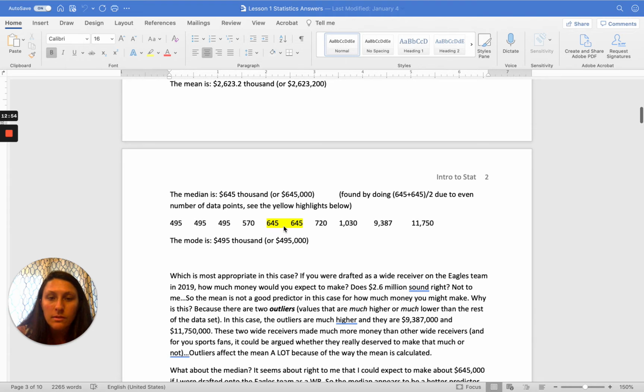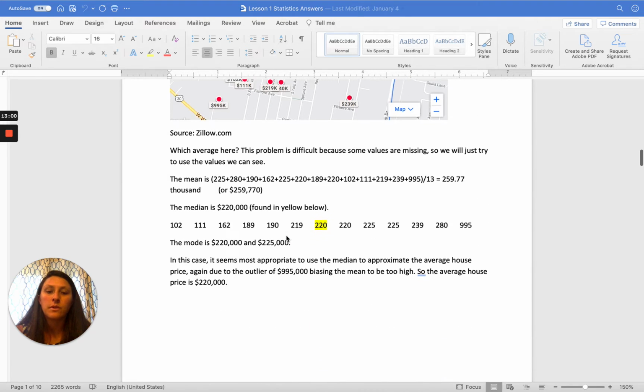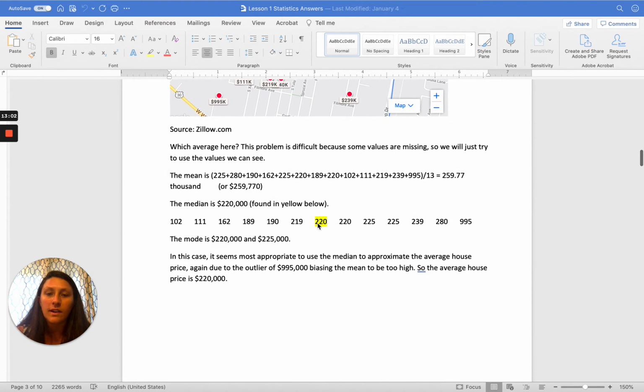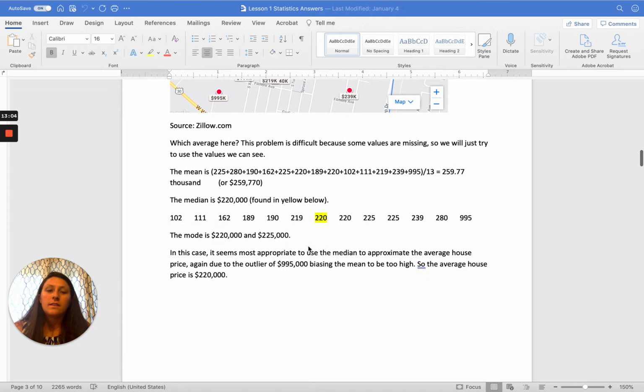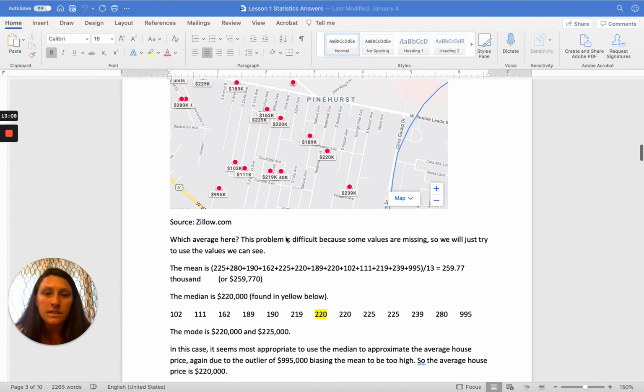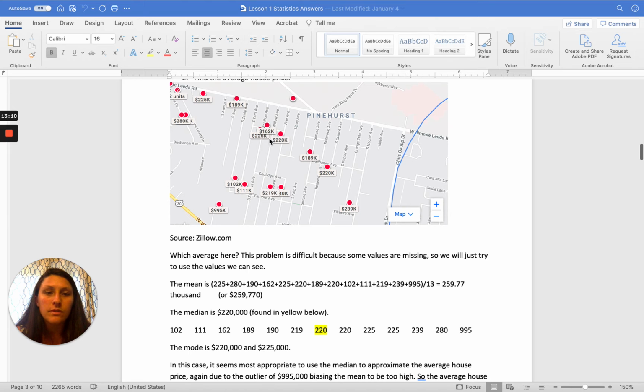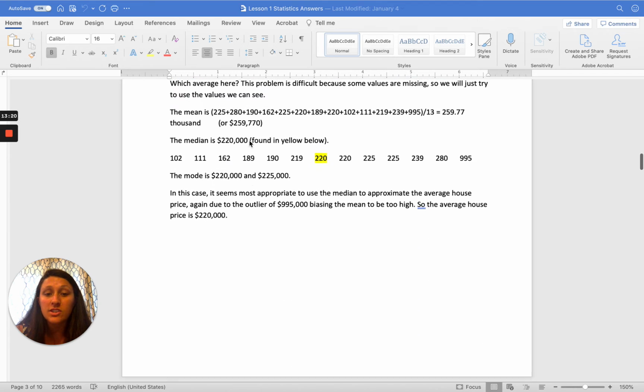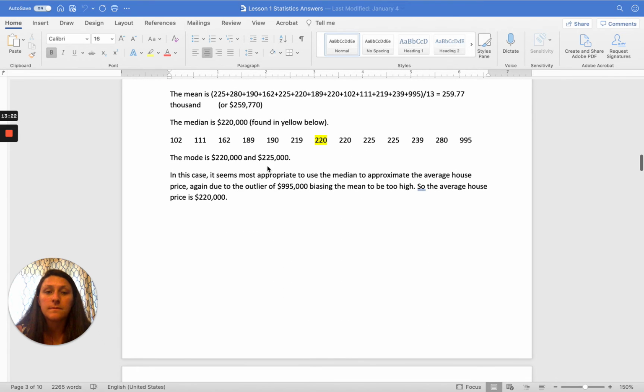It's right here in the middle, which there is no middle number right there because there's an even amount of data points in this set. Okay, so when there's an odd amount of data points, the median's right in the middle. The mode is 220,000 and 225,000 because if you scan through this picture, 220 is repeated twice and 225 is also repeated twice, and that's the most frequent repeated numbers. So there's actually two modes in this case.